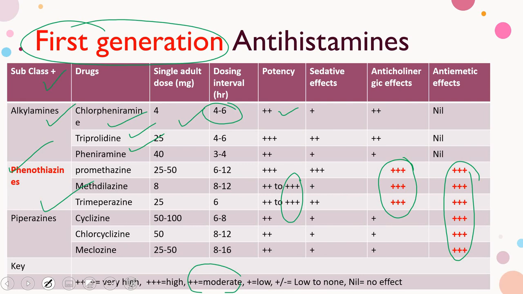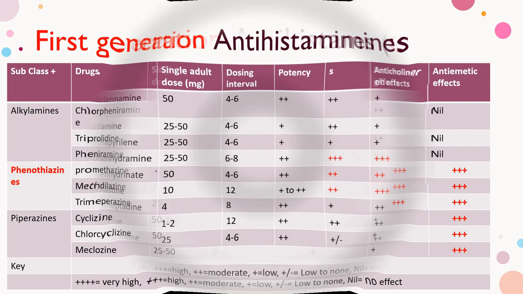So phenothiazines and piperazines can be used in the management of nausea. But the problem is that they have a strong anticholinergic effect as well, and this cannot be given especially to old age patients with benign prostatic hyperplasia and many other clinical conditions. So the highest incidence of sedation is with promethazine, you see. So this can be helpful in certain cases.